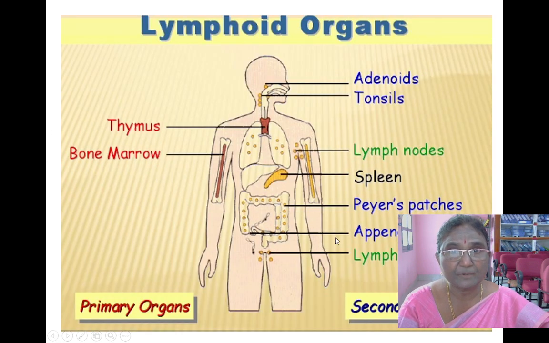Let us discuss lymphoid organs. There are two types, namely primary lymphoid organs and secondary lymphoid organs. Primary lymphoid organs we have already learned. Now we will learn about secondary lymphoid organs. They are namely lymph nodes, spleen, Peyer's patches and tonsils.